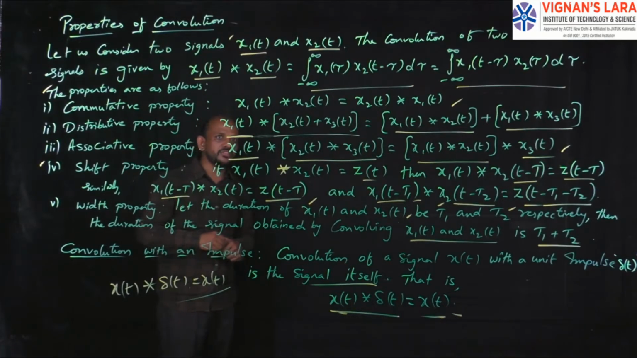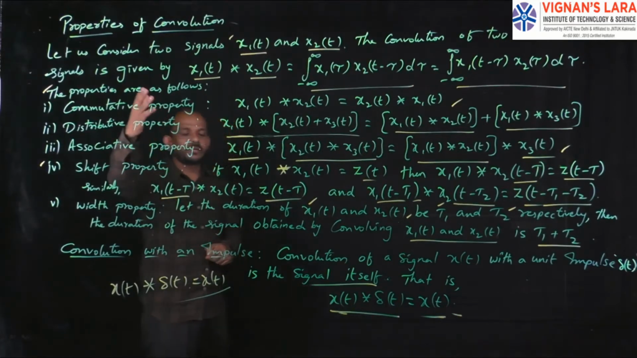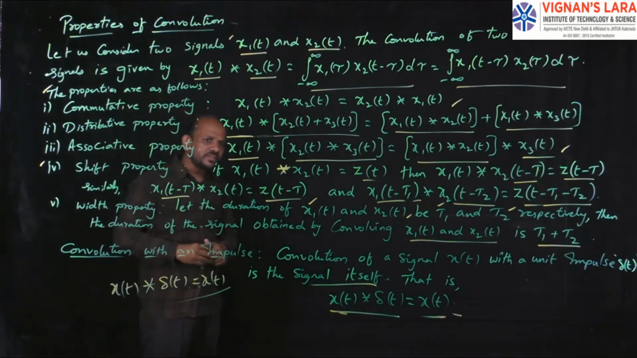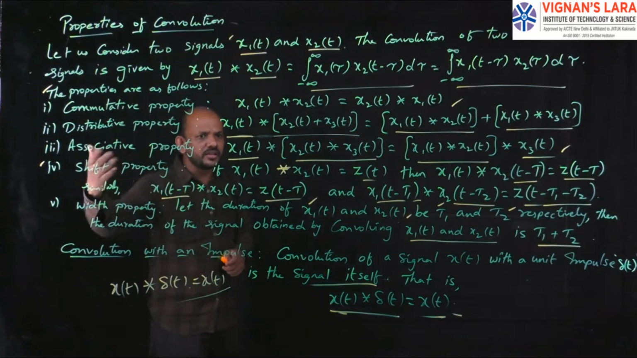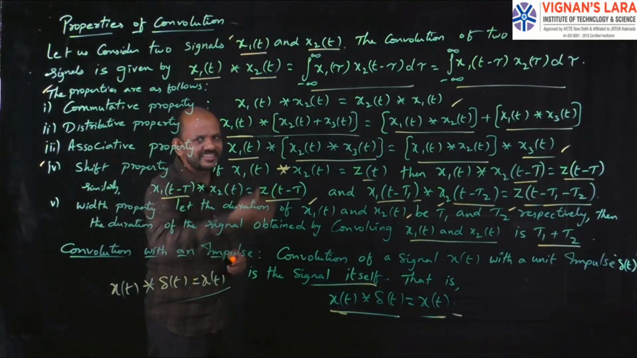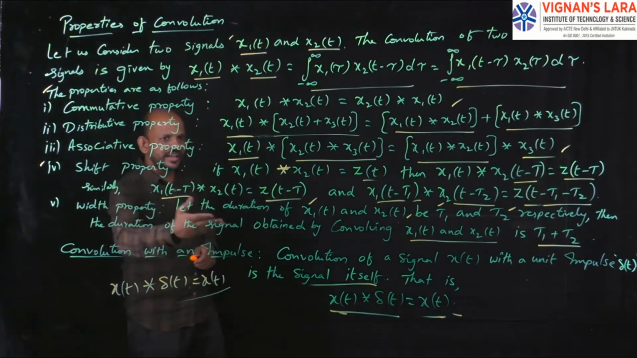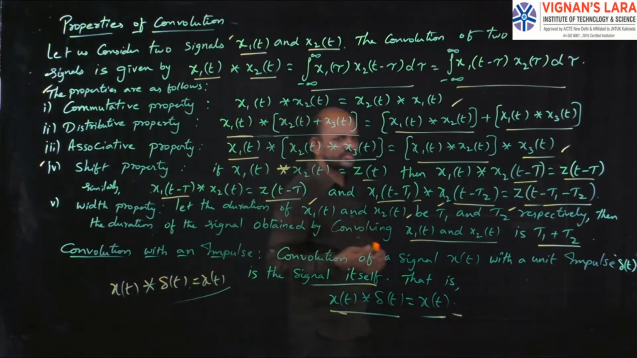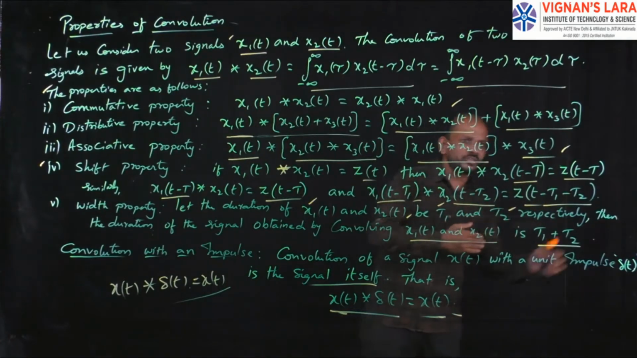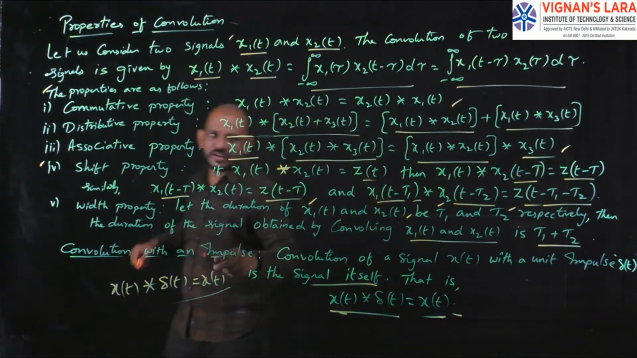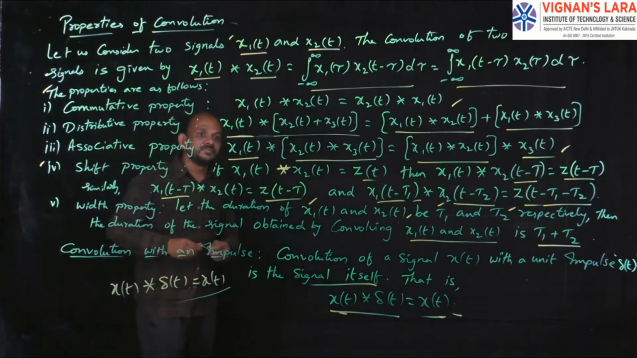Properties of convolution. Here this convolution satisfies the properties of commutative, distributive, associative. And here it performs the shift property as I explained, because it will consider the combinations. If there is a change in input, the change will occur at the output also, as I explained. And finally, I explain the concept of convolution with an impulse.